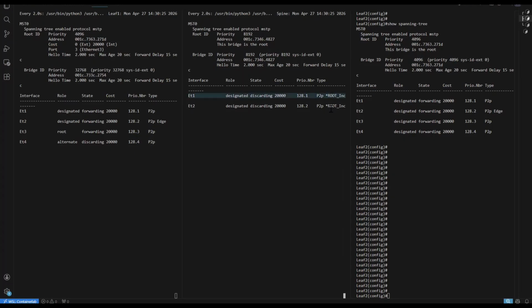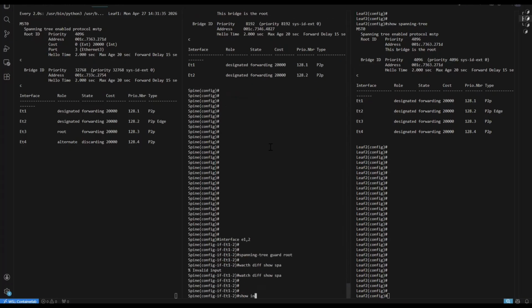The reason is, if you see here, it says root inconsistent. So what happens when I configure root guard on the root bridge? Root guards are supposed to be configured on the root bridge, on the point-to-point interfaces. So what happens if some other switch sends a better BPDU, saying that I am the root of this fabric? Then our actual root will put the interface in a discarding state, a root inconsistent state. We can see that clearly. It is designated discarding, and we can see root inconsistent, which means somebody else is claiming to be the root of this network. So interface status also we'll see.